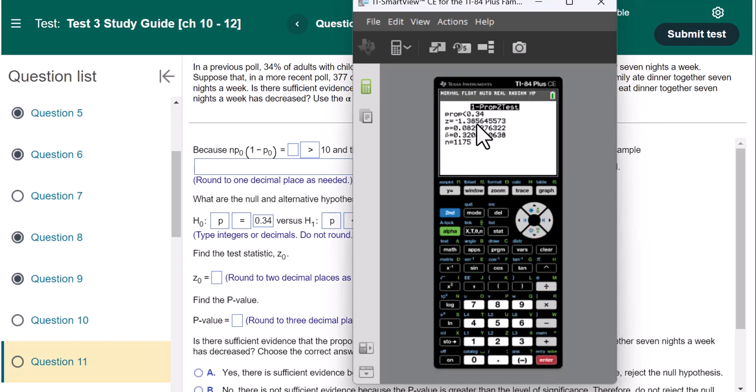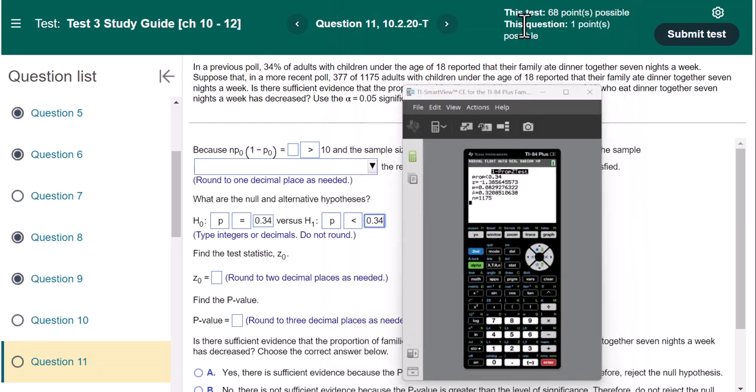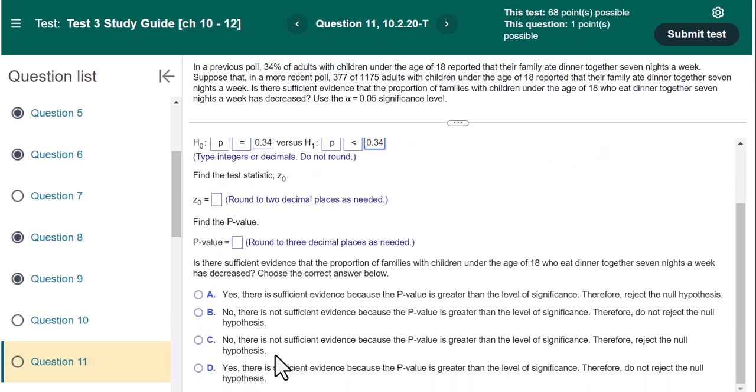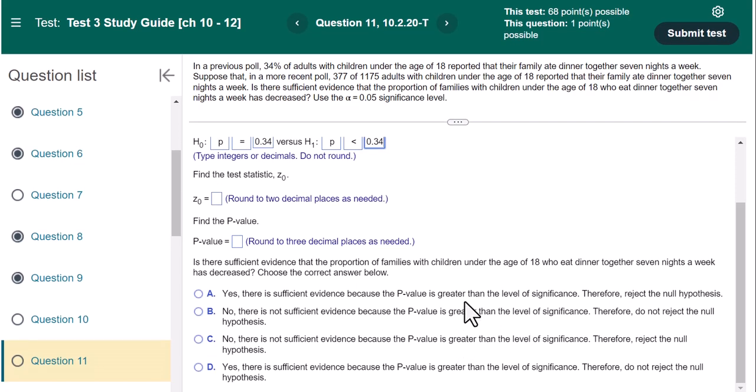And z is negative 1.39, the p-value is 0.0829. And let's see what alpha is. 0.05, this is bigger than alpha. You fail to reject the null hypothesis. And then you conclude that there is not sufficient evidence to support the claim. So no, there is not sufficient evidence because the p-value is greater than the level of significance. Therefore, we don't reject the null hypothesis.